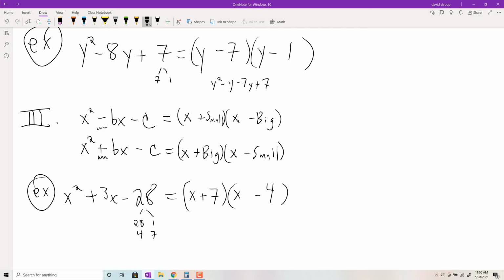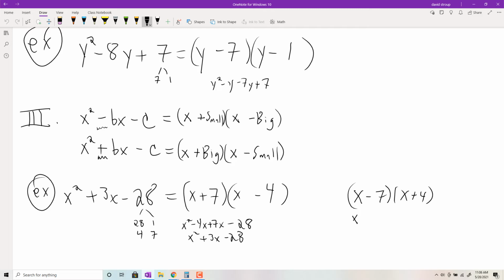If you FOIL it back out, you'll see it work. I'll have x squared, outer minus 4x, inner plus 7x, minus 28. And when you combine the like terms, you get what we want. If you accidentally switch the signs, you would catch that when you do your check. So even if you don't remember the big and small thing, you can just guess and then FOIL, and if it doesn't work, just switch the signs.